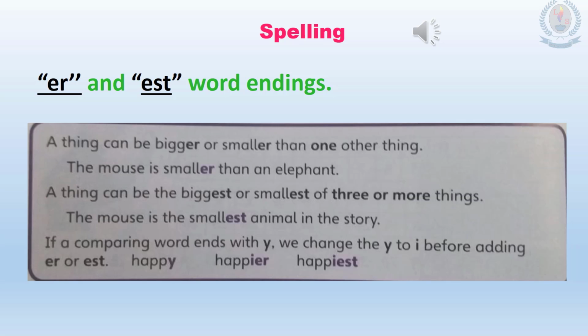If a comparing word ends with Y, we change Y to I before adding ER or EST. For example, happy ends with the letter Y. So we remove the letter Y and we add I, and then only we add ER or EST. Happier, happiest.